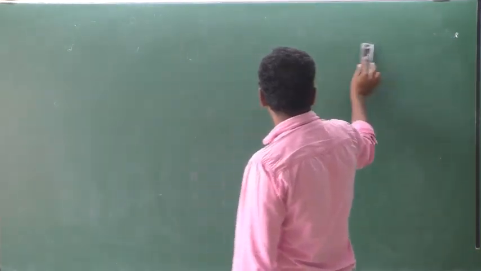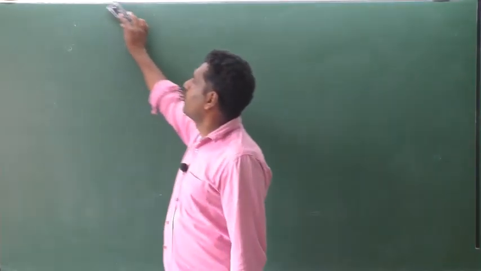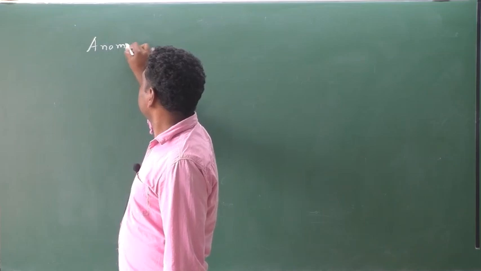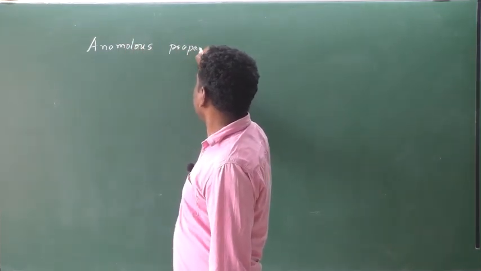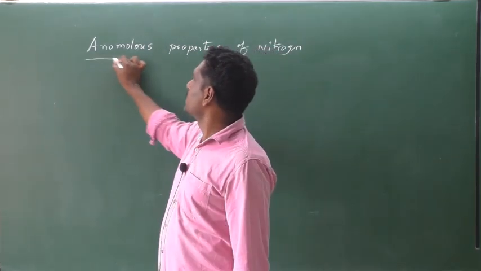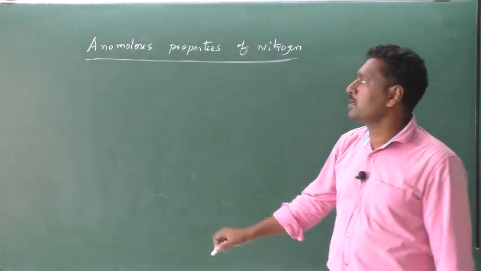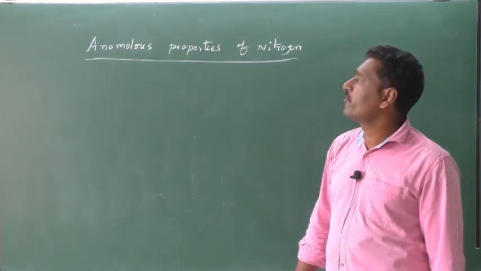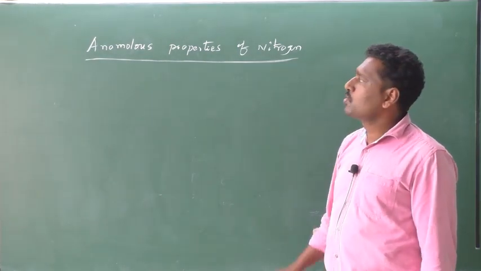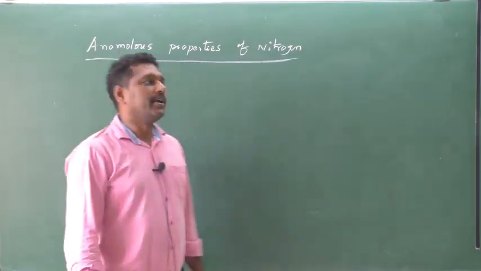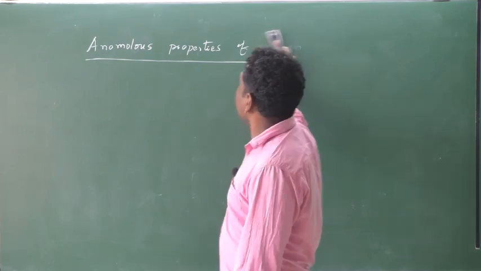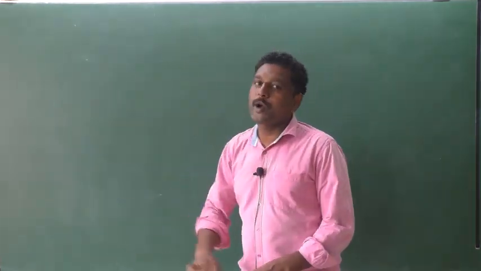After that, the next topic is anomalous properties of nitrogen. What are anomalous properties? Anomalous properties means the first element can exhibit different properties than the remaining elements. Those properties are called anomalous properties. What are the different properties of nitrogen?